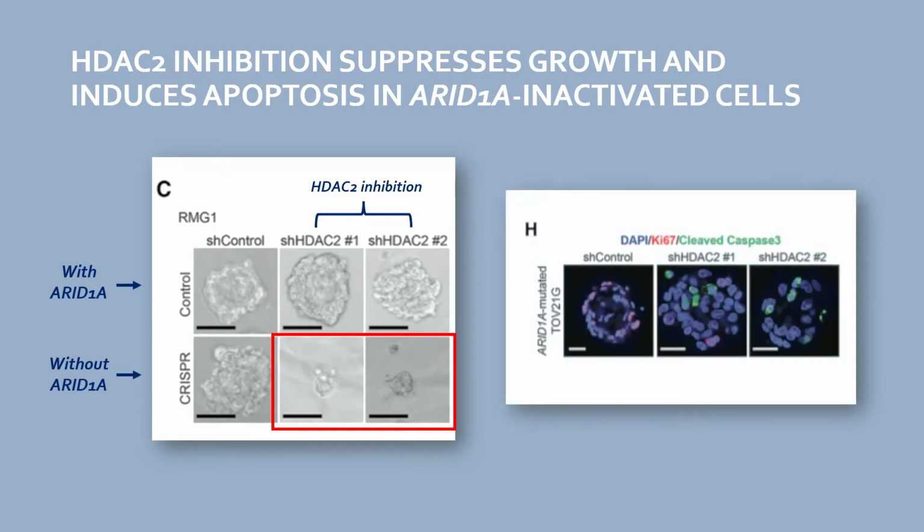Secondly, they investigated how HDAC2 inhibition affects cell death and cell growth in cells with or without ARID1A by measuring the expression of the apoptosis marker cleaved caspase-3 and the proliferation marker Ki67 respectively. In cells lacking ARID1A, HDAC2 inhibition induces cleaved caspase-3 expression and decreases Ki67 expression, and this effect was not observed in normal cells containing ARID1A. This therefore indicates that apoptosis is induced and growth and proliferation are suppressed by HDAC2 inhibition in ARID1A mutated cells.